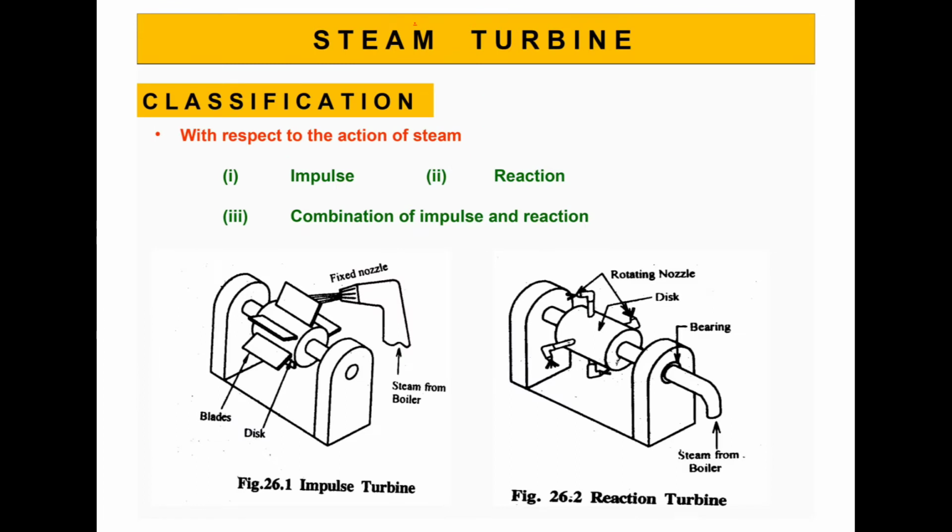Here is the steam turbine classification according to the action of steam. First one impulse, second one reaction, third one a combination of impulse and reaction. In figure 26.1 is shown the impulse turbine, on the left hand side, where we can see the fixed nozzle which is fixed against the rotor blade. Here the fixed nozzle supplies the steam jet on the rotor blade.